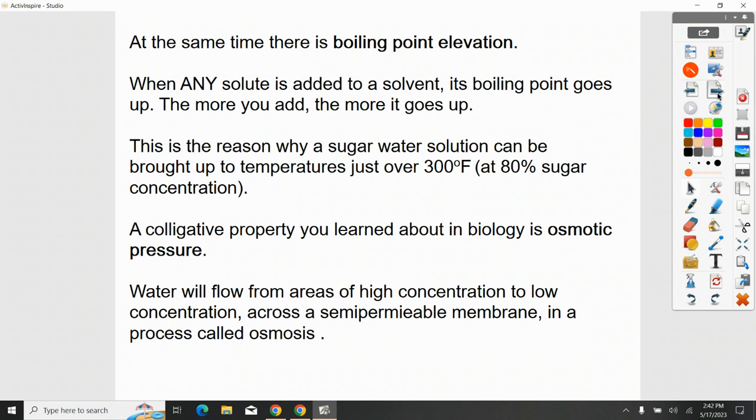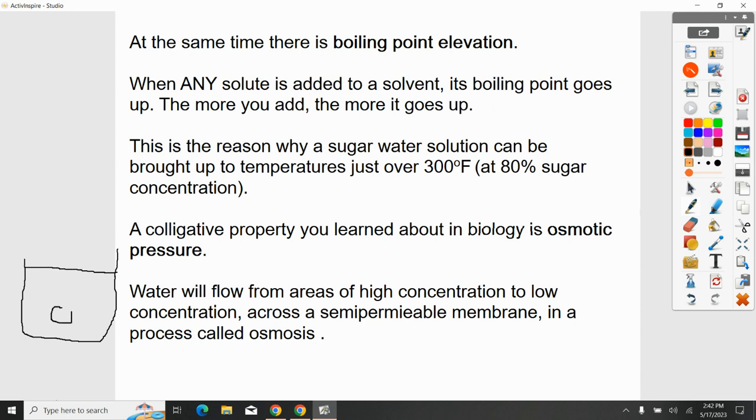The third colligative property is a change in osmotic pressure, an increase in osmotic pressure. You learned back in biology that whenever you have two solutions of different concentrations separated by a semi-permeable membrane, the water will move from the area of high concentration of water to the area of low concentration of water. And this is tricky because the strengths of the solution are often measured in and related to the amount of solute you have.